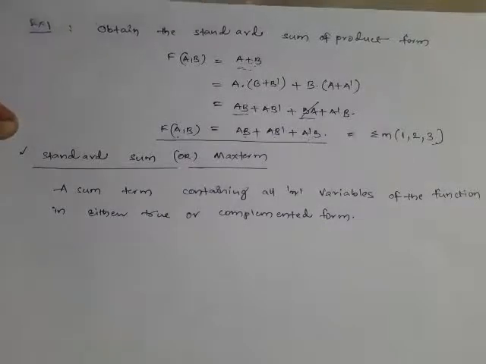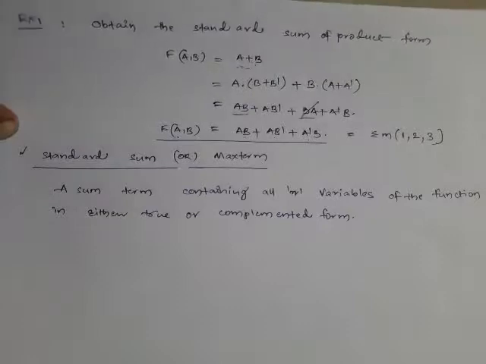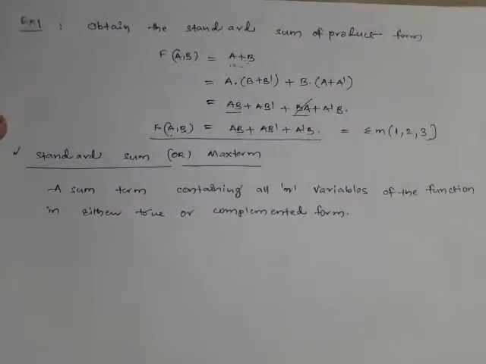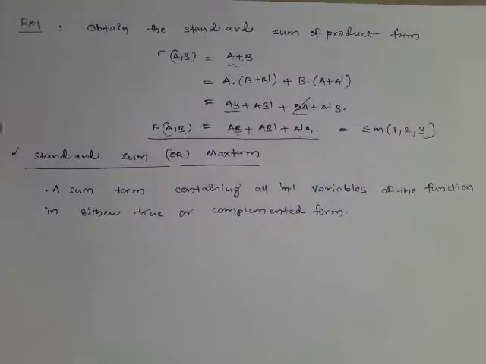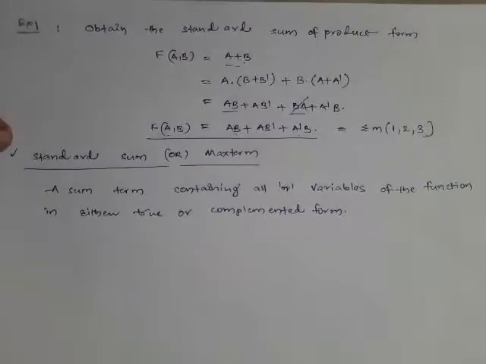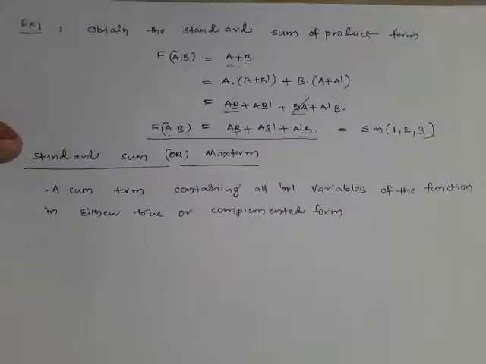That means a normal sum term may contain any number of variables. If a function depends on 3 variables, a normal sum term may contain all the 3 variables or 2 variables. But a standard sum term or a max term should contain all the n variables of the function on which the function depends.